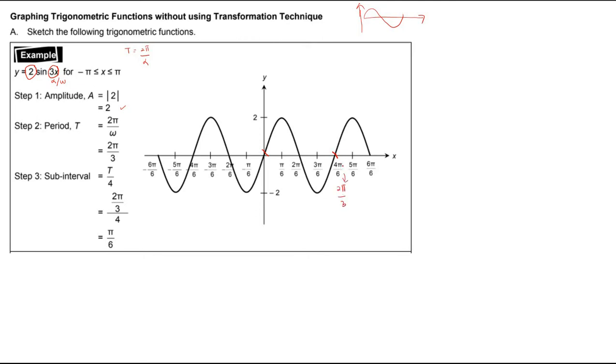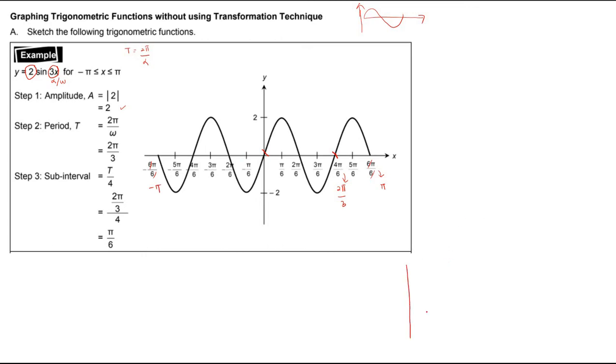Okay. And then, how to sketch. The question wants to sketch from negative pi until pi. So, one cycle only goes up to 2 pi over 3. So, we have to extend further, because the question wants until pi. 6 pi over 6 is pi if we simplify. And then, we need to do the same here until negative pi.